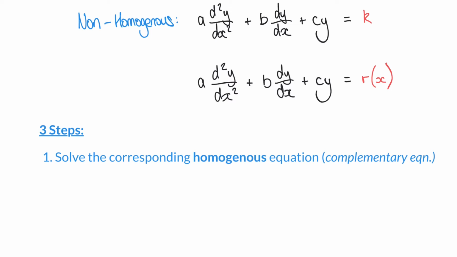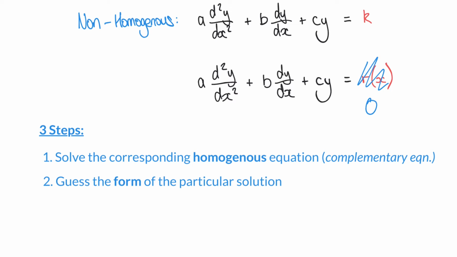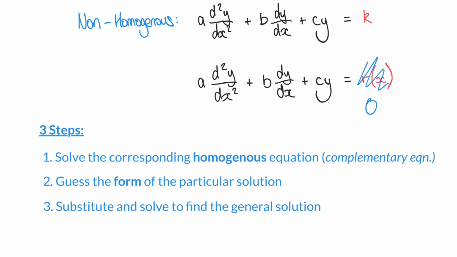The first step is we're going to solve the corresponding homogeneous equation, and we're going to call this the complementary equation. What we're essentially doing here is pretending that the equation is homogeneous. We're going to replace the term on the right hand side here with 0, and we're just going to solve it as if it was homogeneous anyway. Secondly, we're going to guess the form of the particular solution, and we'll talk a bit more about that in just a moment. And then finally, step 3, we're going to substitute some values and solve to find the general solution for our non-homogeneous equation.